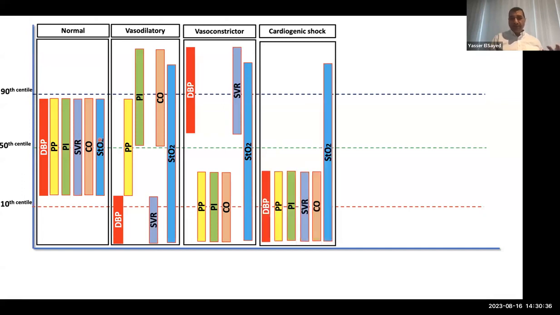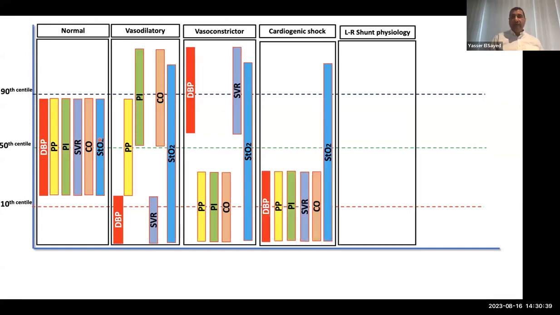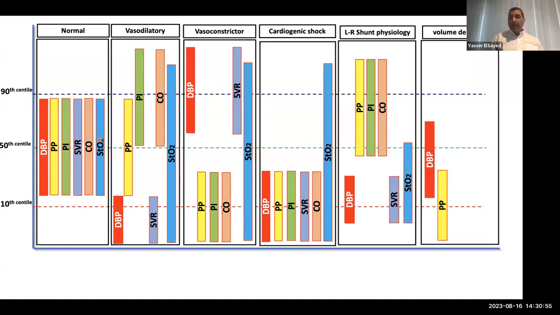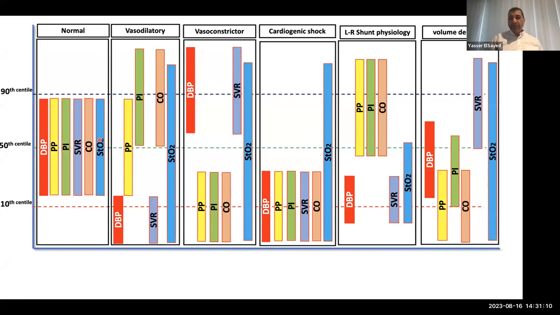Cardiogenic shock, everything is low because it's an advanced type of shock. Left-right shunt, you have low or lowish diastolic blood pressure, high or wide pulse pressure, high perfusion index, high cardiac output from the left side of the heart, low systemic vascular resistance, and low normal tissue oxygen saturation. And in volume depletion, you have normal diastolic blood pressure because the compensation of the volume depletion will be associated with vasoconstriction, narrow pulse pressure, low normal perfusion index, low cardiac output, and high systemic vascular resistance, variable oxygen saturation.